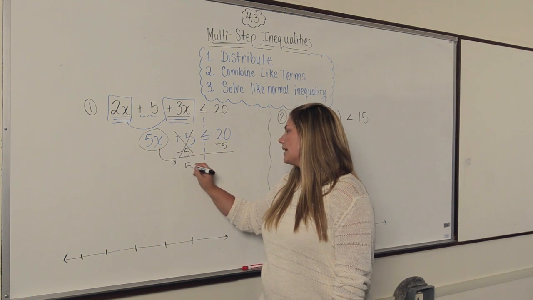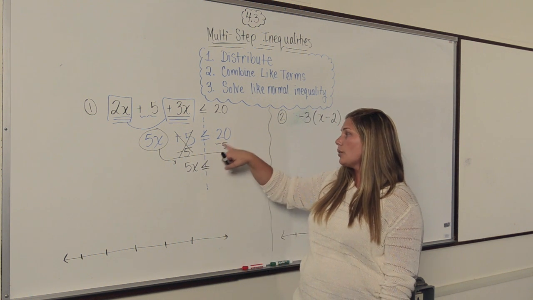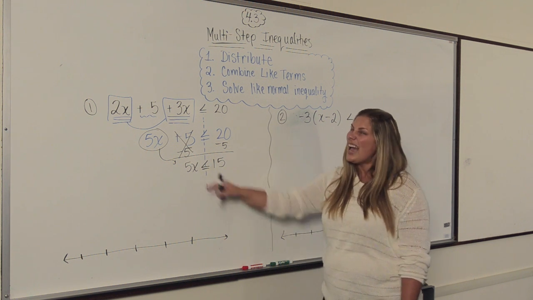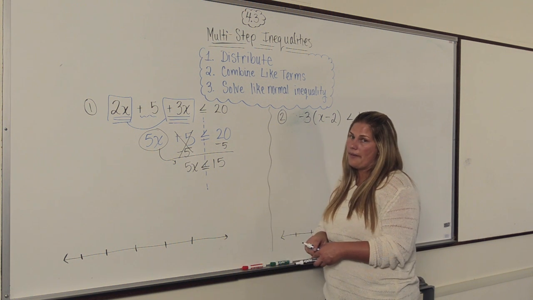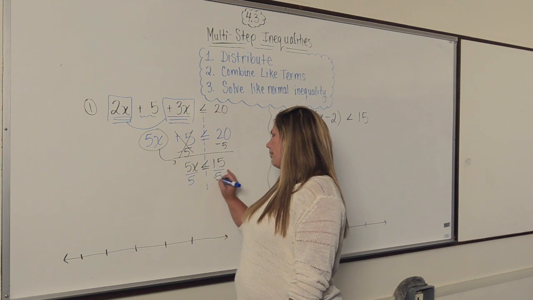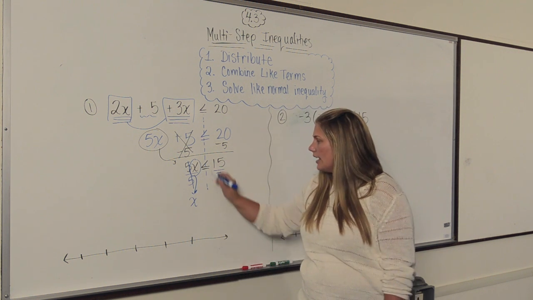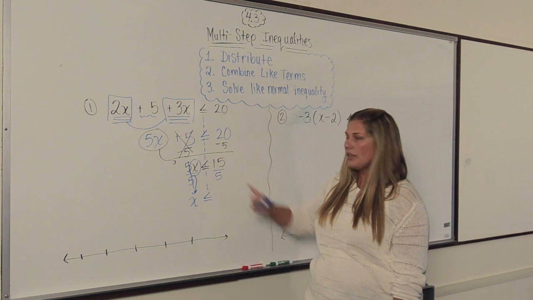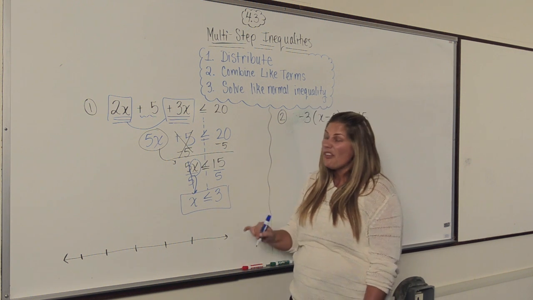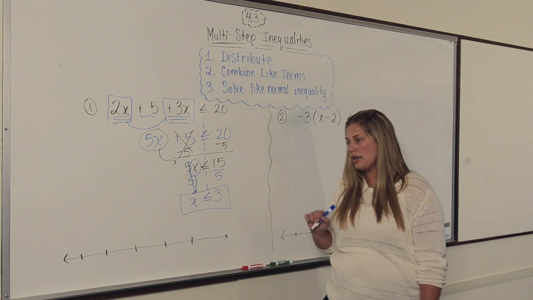So now I'm going to bring down that 5x is less than or equal to, and now 20 minus 5, I end up with a 15. That x still isn't by itself yet. So my last step is to divide by that 5. 5 divided by 5 is 1, so I have my 1x is less than or equal to, and 15 divided by 5 is 3. So for my final solution, I have x is less than or equal to 3.